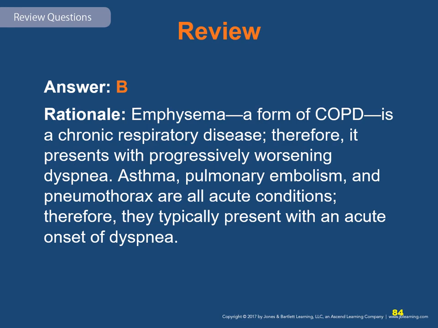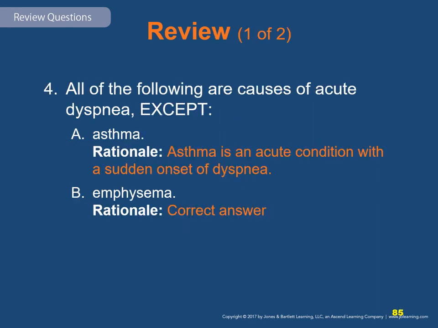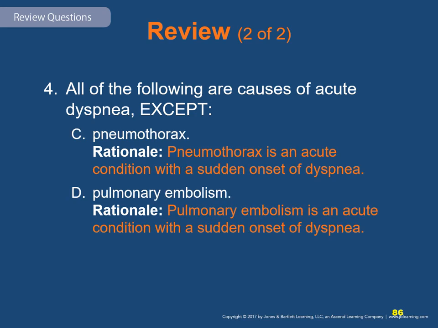Asthma, pulmonary embolism, and pneumothorax are all acute conditions. Therefore, they typically present with an acute onset of dyspnea. Asthma is an acute condition with sudden onset of dyspnea. Emphysema is the correct answer. Pneumothorax and pulmonary embolism are both acute conditions that can cause a sudden onset of dyspnea.